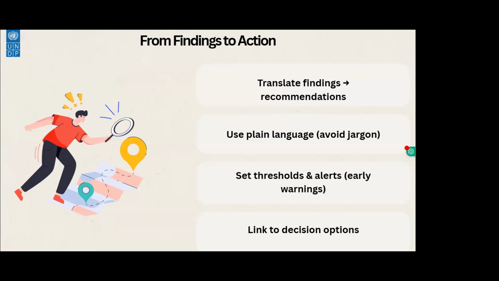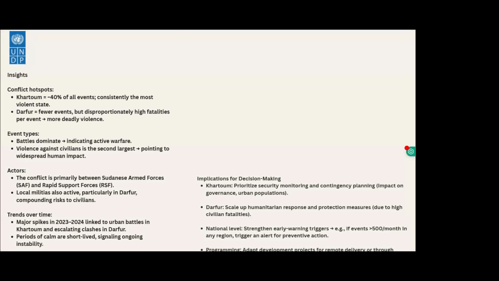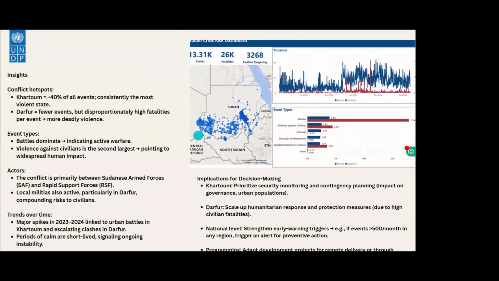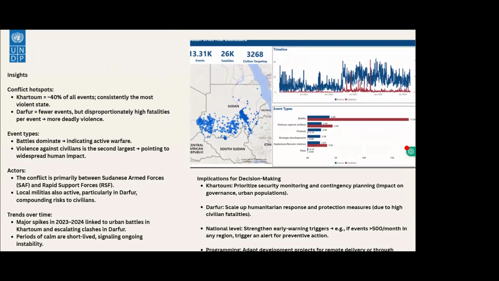And lastly, you can set thresholds and alerts. Like in Power BI, you can set the thresholds. For example, if protests exceed 1,000 in a week, then the dashboard will send an alert to the users, showing that something is happening. And always, of course, link insights to decision options. So this is what insights I was able to produce from the dashboard that I created.